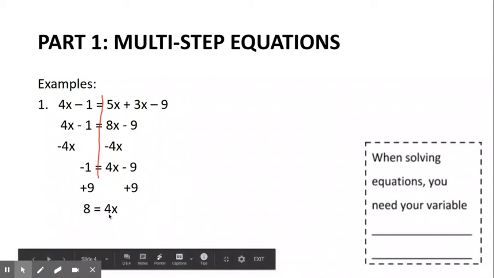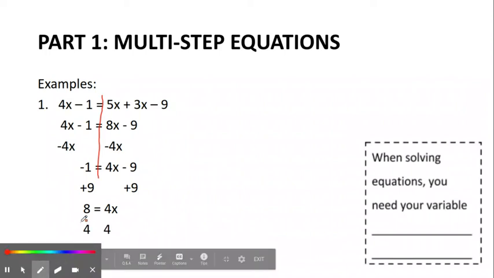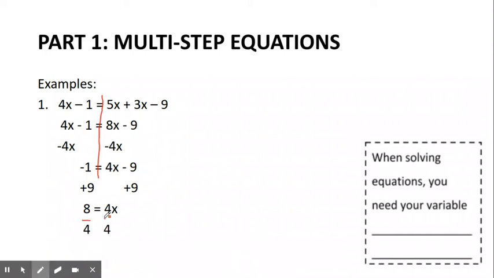Our last step, since 4x is multiplication, it's 4 times x. I want to do the opposite. So instead of multiplying, I've got to divide by 4 on both sides. And when we do that, 8 divided by 4 gives us our answer, which is 2 equals x.